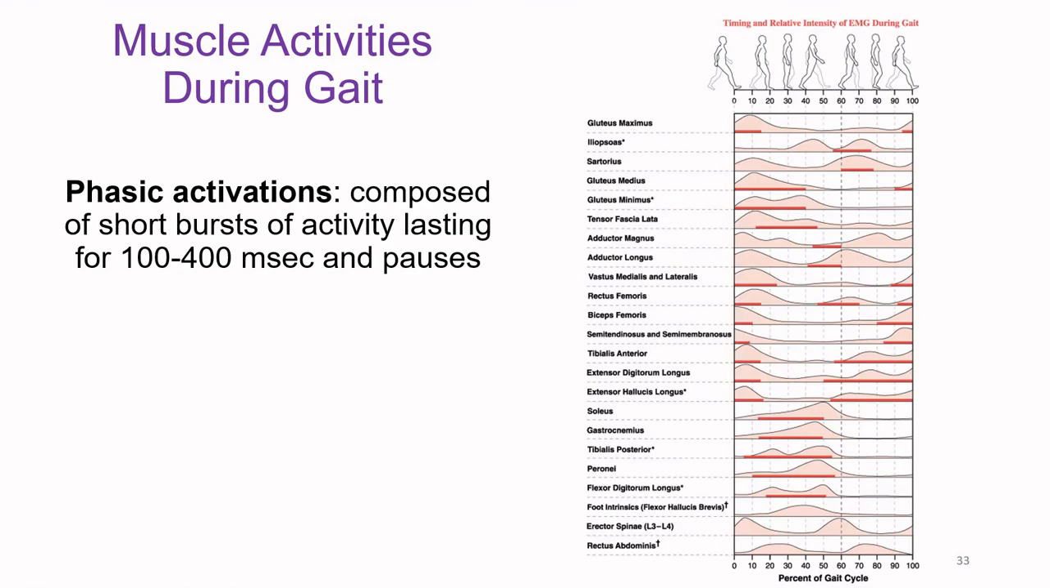Now let's switch from thinking about kinematics to thinking about muscle activations during gait. The form and function of a movement depends upon the ability to generate sufficient muscle force at the right time. The forces and torques created by muscles result from phasic activations. That is, they result from short bursts of activity created in multiple muscles, with each burst of activity lasting somewhere between 100 and 400 milliseconds.